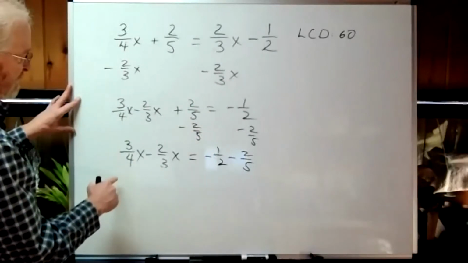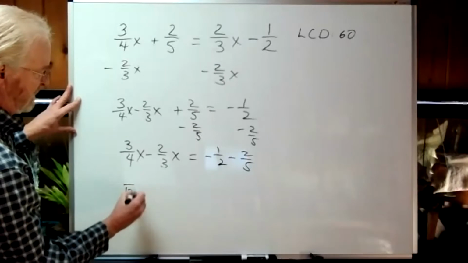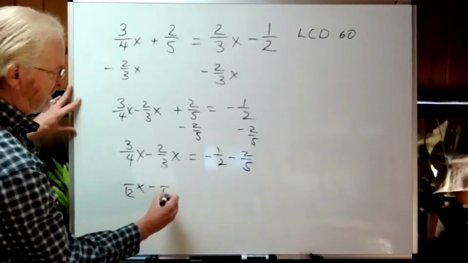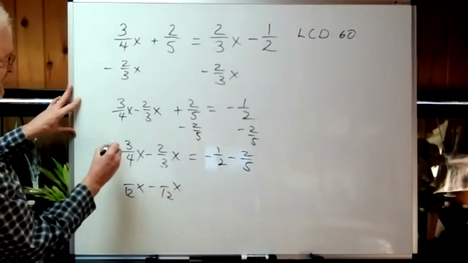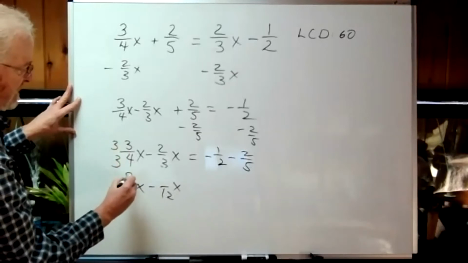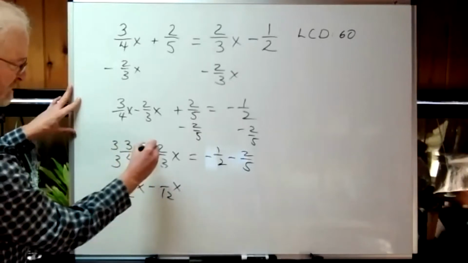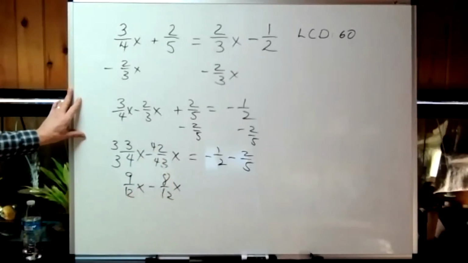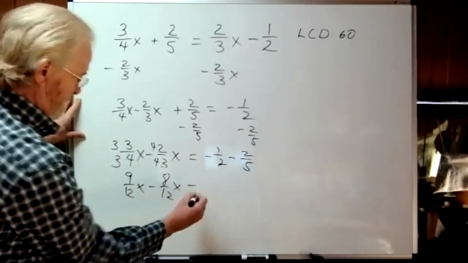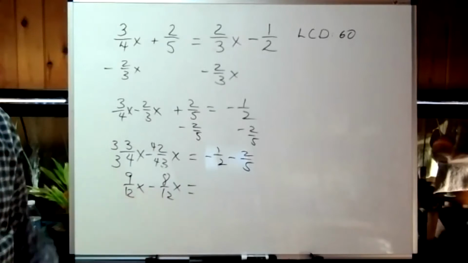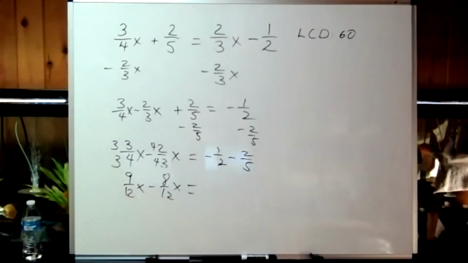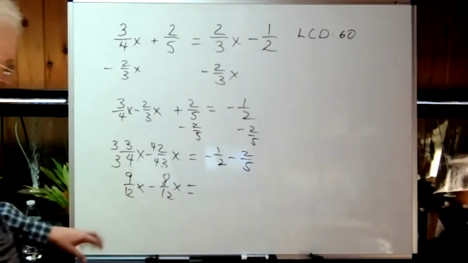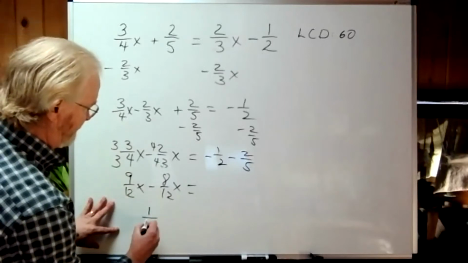If I want to make this 12, some 12ths, I had to multiply by 3 over 3 and get to 9. Here I'd have to multiply by 4 over 4 and get to 8. That would allow me to combine all those x values. My next step, I would subtract and say, oh, I have 1/12 of x left.